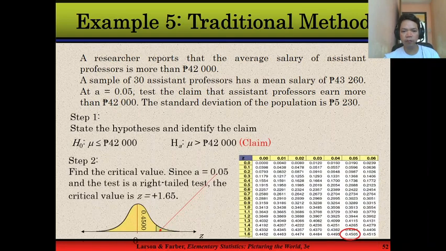Next, step 2. Now we find the critical value. Ano yung ating alpha level? 0.05. Okay. 0.05 ito, but remember, this is a left tail test. Kasi, right tail test, sorry. Kasi we have here greater than.